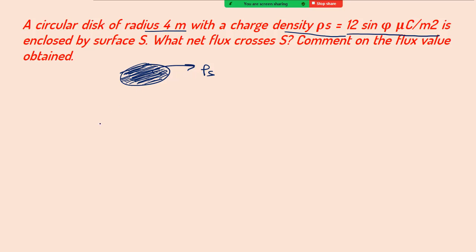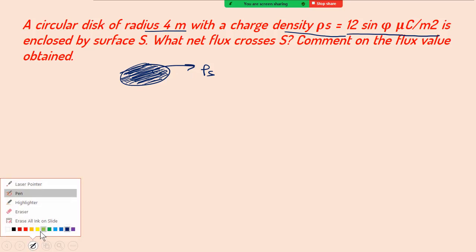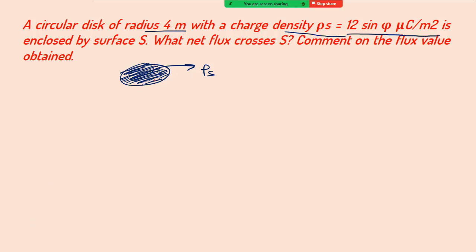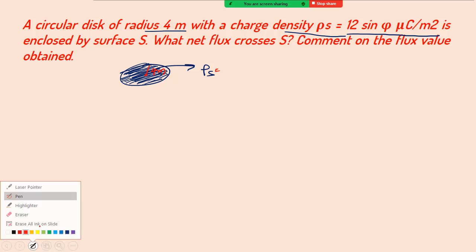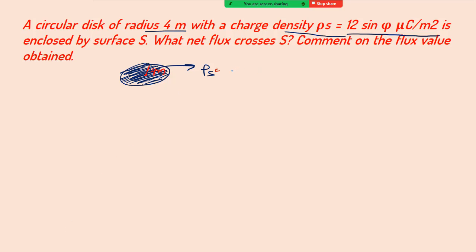Anyhow, this particular circular disc has a radius of 4 meters and a surface charge density equal to 12 sin phi microcoulombs per meter square. It is enclosed by a certain surface, that is a closed surface. What net flux crosses the S? That is the question. Comment on the flux value obtained.